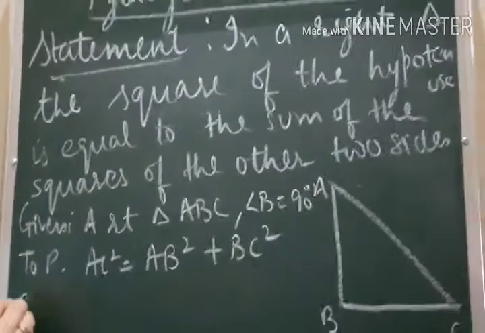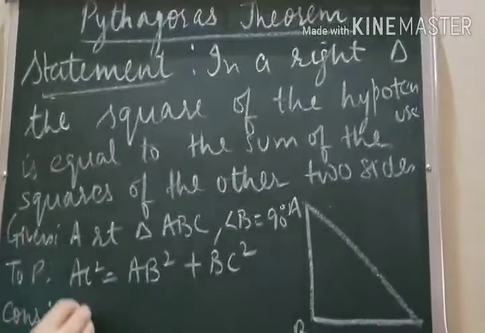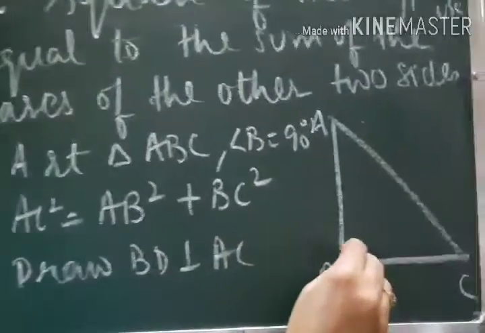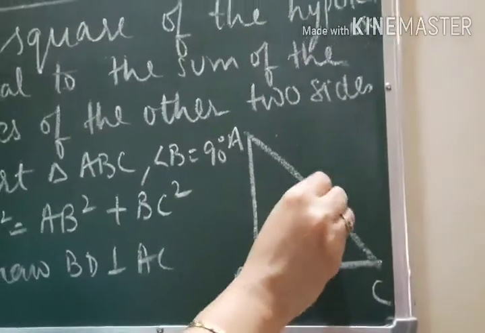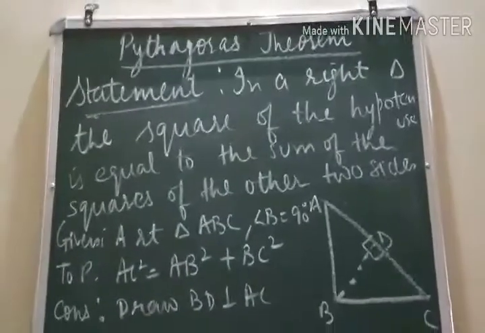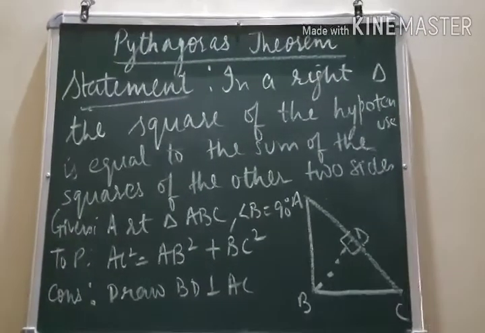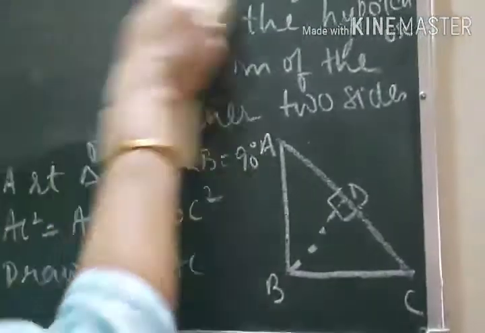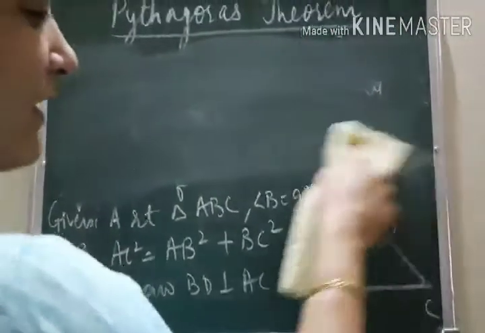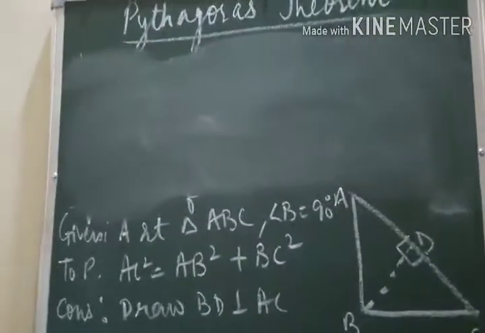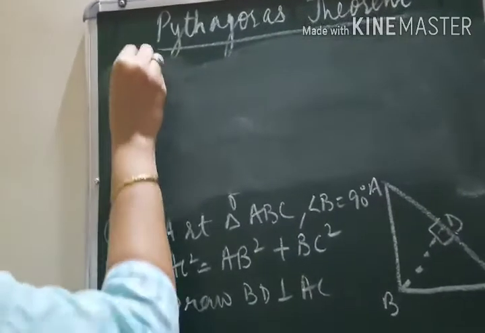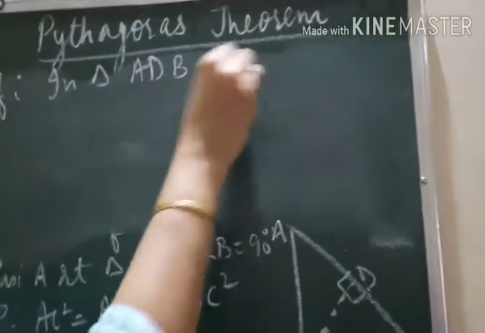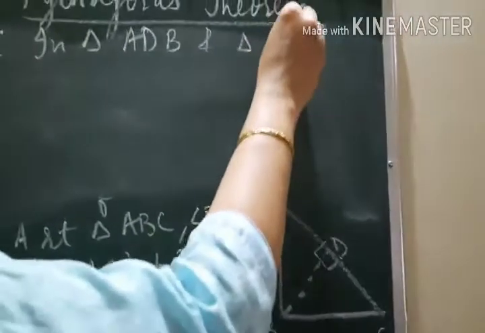Now for proving this, what are we doing? We are doing a construction wherein we will draw BD perpendicular to AC. We just draw a line wherein this BD is perpendicular to AC. Now if we have drawn this perpendicular BD to AC, what we will do now? We will try to make one smaller triangle and one complete triangle similar, right? Now we will take triangle ABD, ADB and triangle ABC.